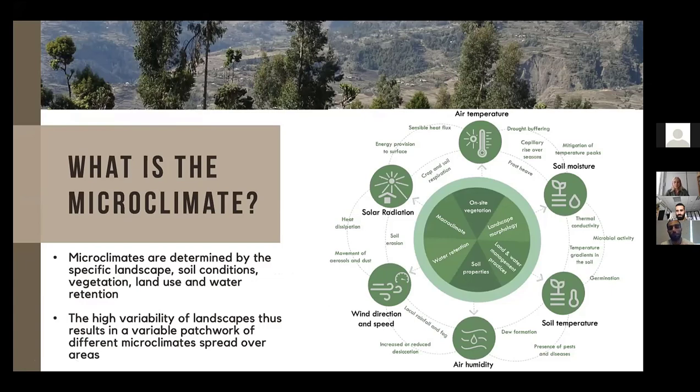And so this means that the high variability of landscape then also results in a variable patchwork of different microclimates spread over areas. So for example, if you're on the lee side of a mountain in a tree shaded area, you have a completely different microclimate than if you're on the other side of the mountain in the full sun with fewer trees. So this really shows that this high variability in the landscape then also results in very different microclimates.